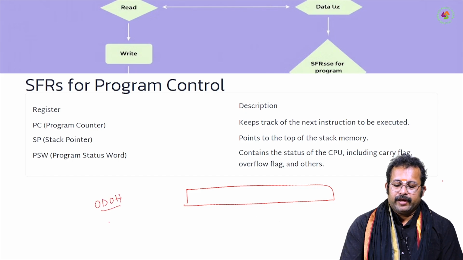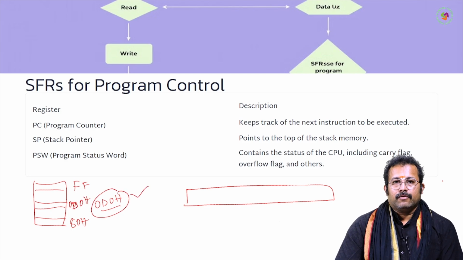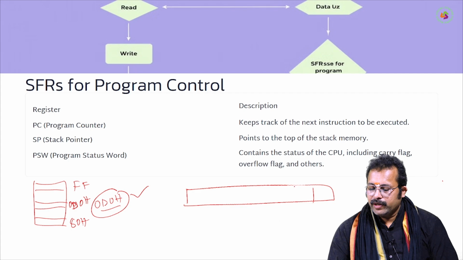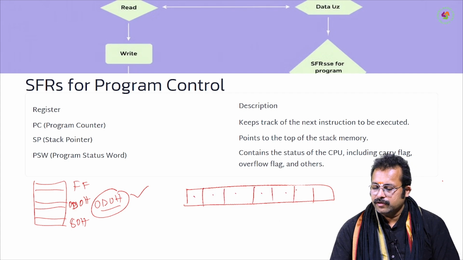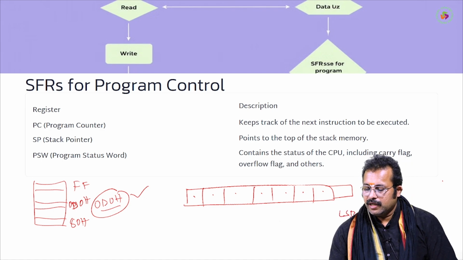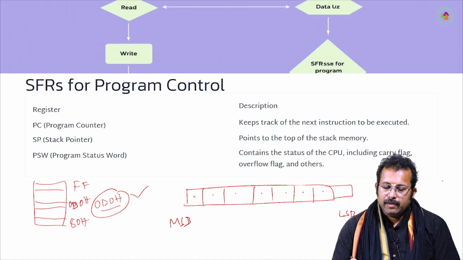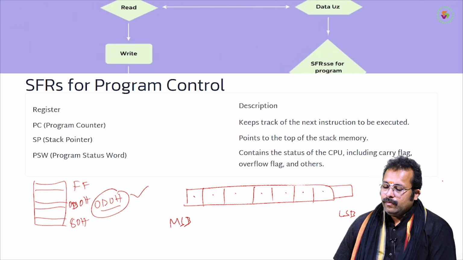Its address in the SFR region, between 80H and FFH, is 0D0H. Okay, let us break it into pieces, like 8 bits: 1, 2, 3, 4, 5, 6, 7. Let us consider this one is the LSB, least significant bit, and this one is the MSB, most significant bit.